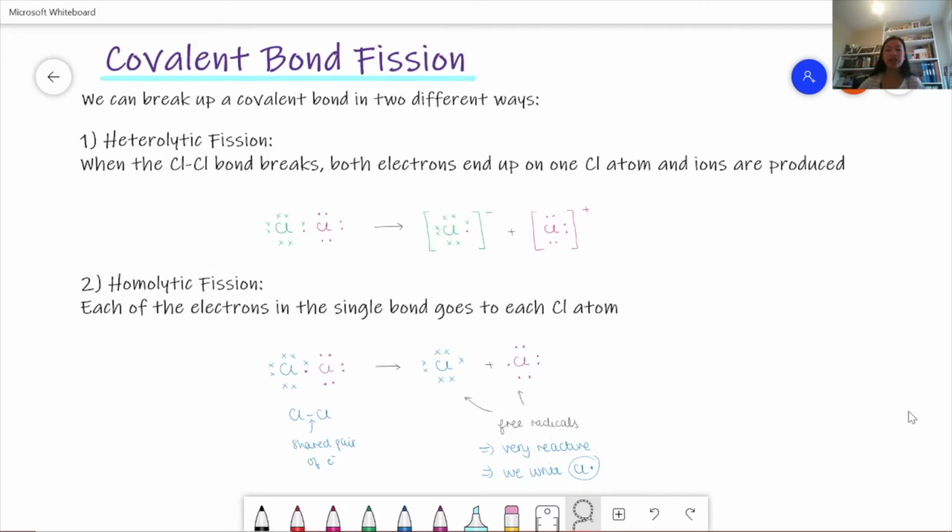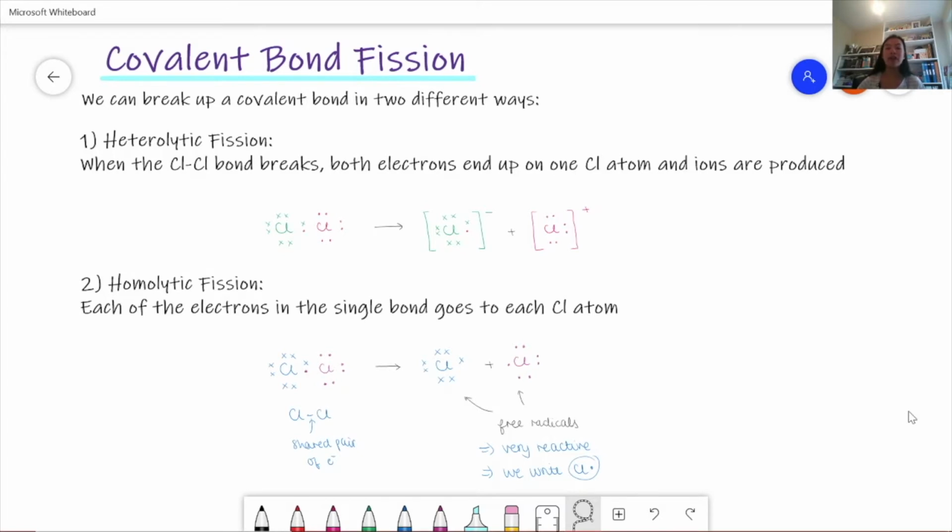And what we mean by fission is just breaking. So covalent bond fission is just the breaking of covalent bonds. And so we can break up a covalent bond in two different ways. The first way is heterolytic fission, and this means that when the chlorine-chlorine bond breaks, we're just using chlorine as an example, but when this covalent bond between the two chlorine atoms breaks, both electrons end up on one chlorine atom, and so ions are produced.